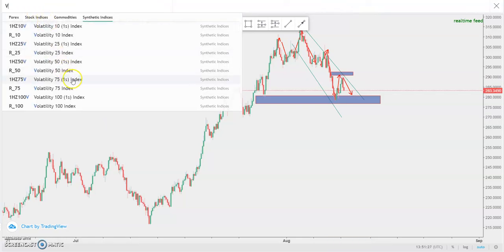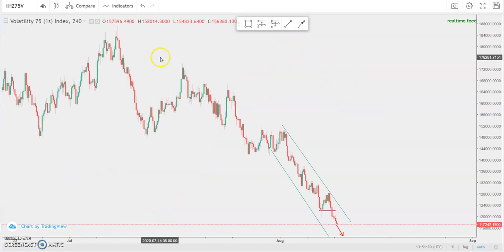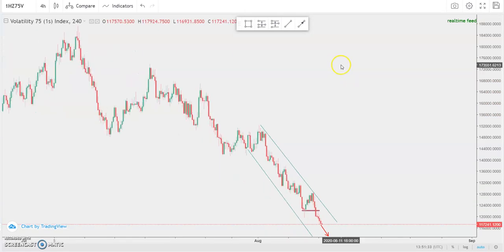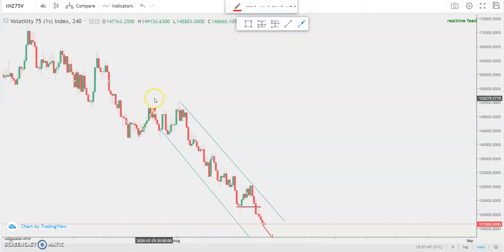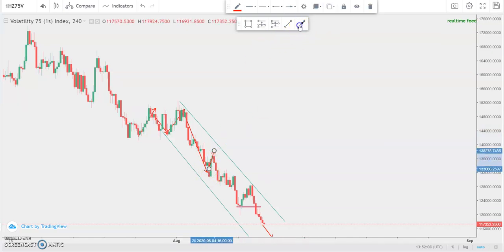Okay, let's go on to V75 1S. This one was a little bit hard and tricky for me to analyze because it wasn't forming any structures yet, but I could see that we are in a downtrend, and I could also notice a cycle, guys. This was the cycle that I was seeing, the M formation here. I could be wrong, guys. You never know. Correct me where I'm wrong.